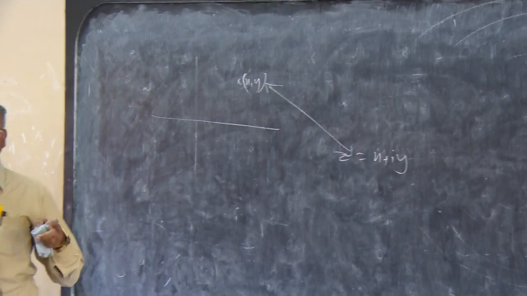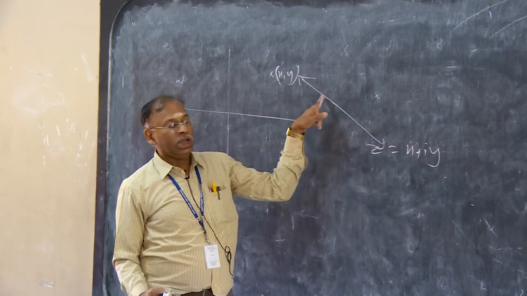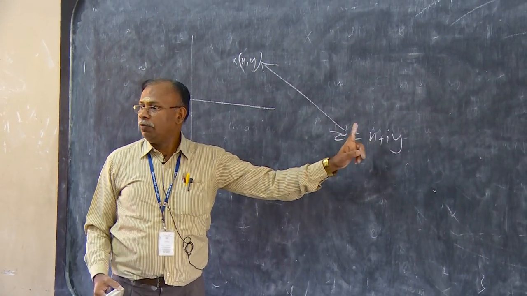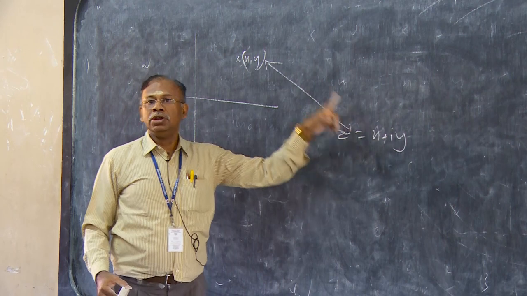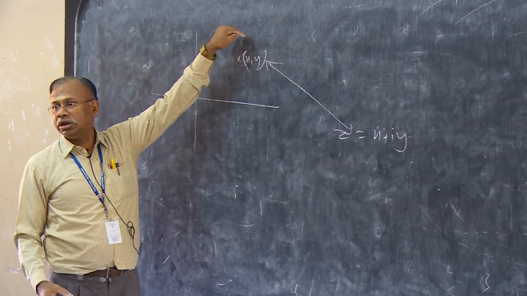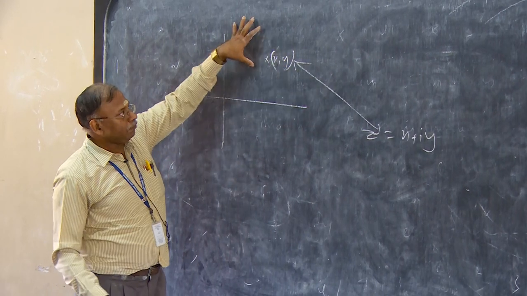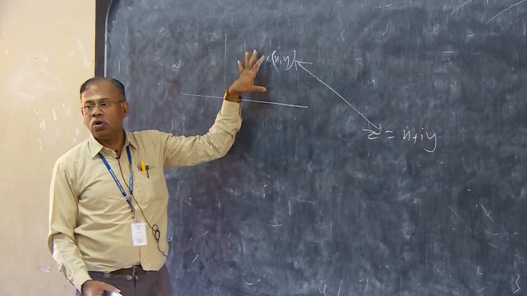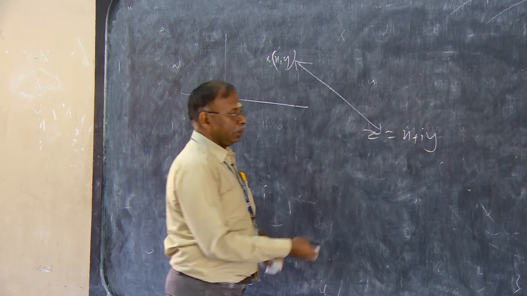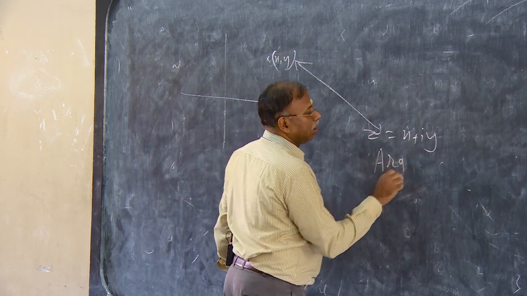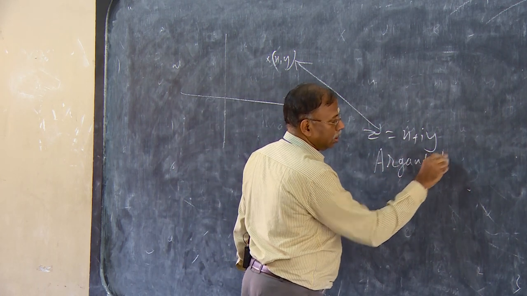Therefore, we say in general that there is a one-to-one correspondence between the set of complex numbers and the elements in the coordinate plane, all the points in the coordinate plane. After representing all the points, the specific name for this coordinate plane is the Argand plane. It is called the Argand plane.